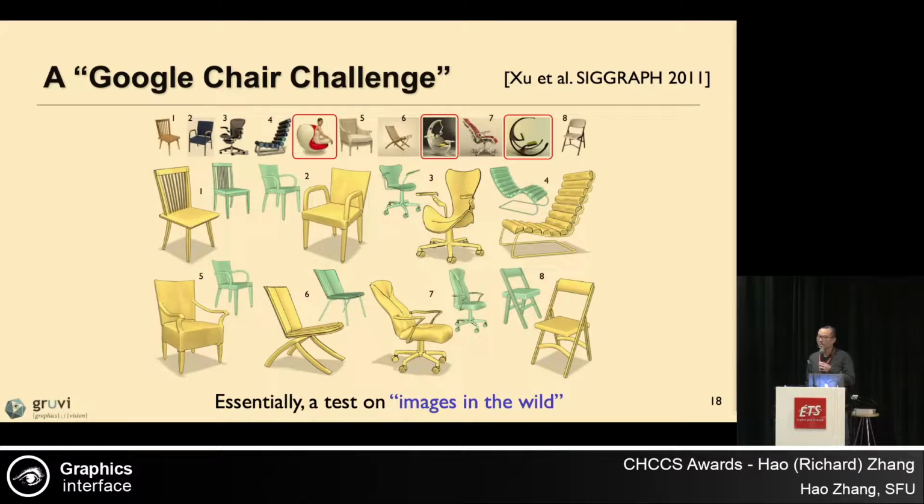Now at the time, we did what I called a Google chair challenge. So we take Google search for the word chair, we get all the top returns. For each one of them, we try to reconstruct. Okay, so nowadays, if you look at a CVPR paper, we call doing a single view reconstruction for images in the wild. It's considered to be more challenging than applying things to inputs that are similar to your training data. So I actually did a pretty good job.